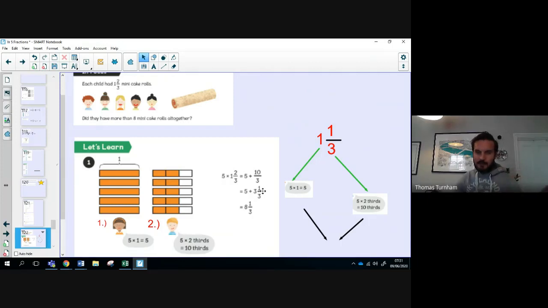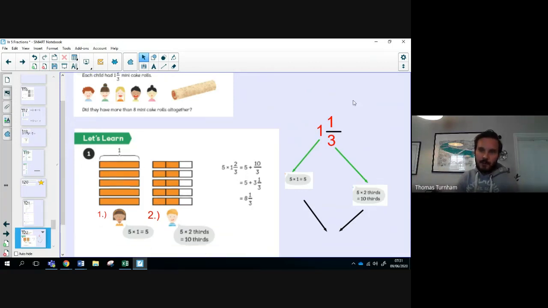This is where we've got to be paying attention, because I had 5 wholes earlier from this part. And now here, I've got another 3 wholes and my 1/3. So I'm going to add that 5 and that 3 together to make 8. So now I have 8 wholes and my 1/3. So when we're dealing with mixed fractions, we're going to multiply the whole number, multiply the fraction, and then combine those two.